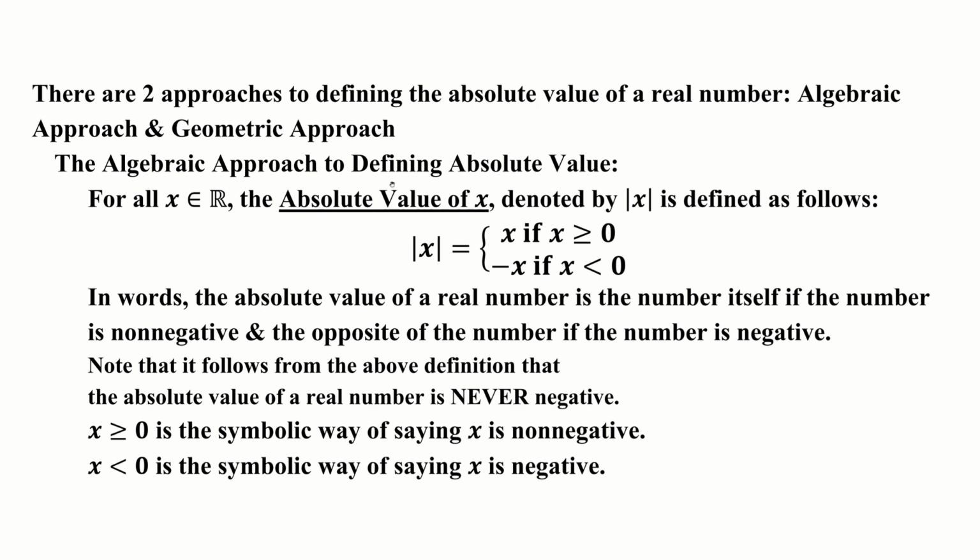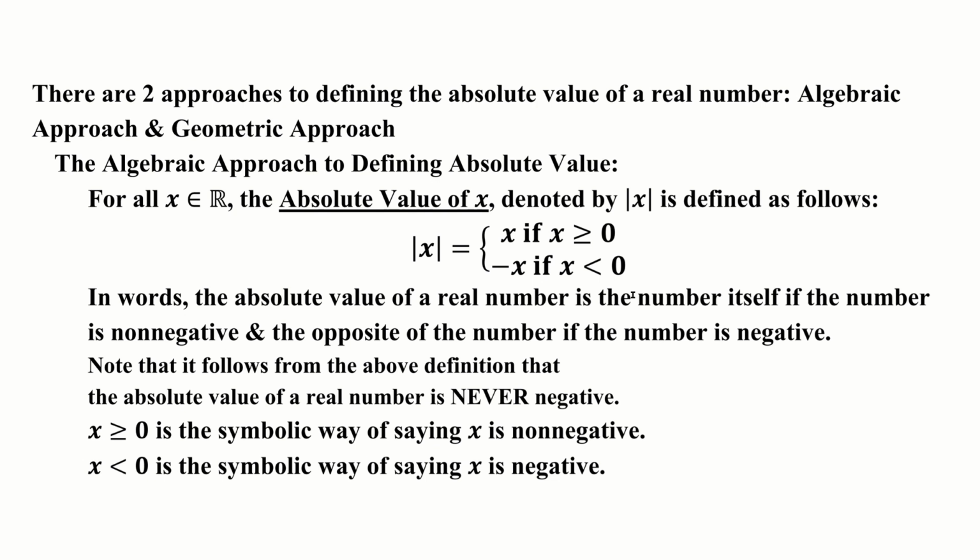The algebraic approach to defining absolute value is as follows. For all x belonging to the set of real numbers, the absolute value of x, denoted by x with double bars around it, is defined as follows. The absolute value of x is equal to x itself if x is greater than or equal to 0, and the opposite of x, or negative x, if x is less than 0.